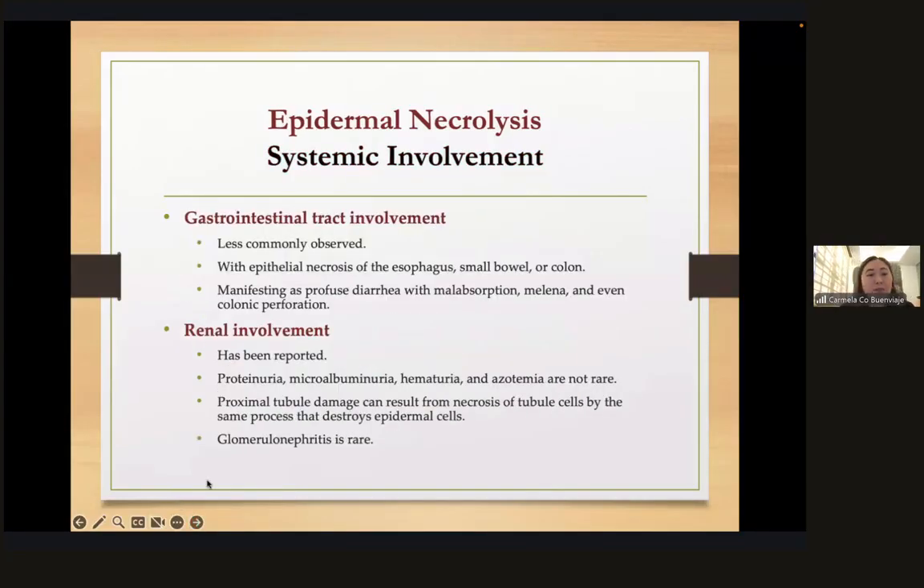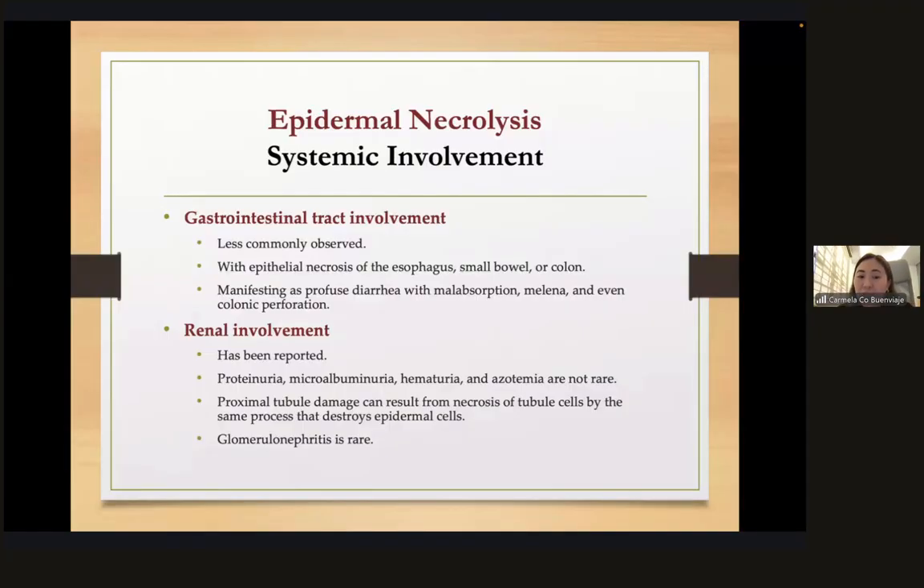Okay, so next, let's go to gastrointestinal tract involvement. This is less commonly observed than pulmonary. With epithelial necrosis of the esophagus, small bowel, or colon, it manifests with profuse diarrhea, with malabsorption, melena, and even colonic perforation. Okay, so we should watch out for this also.